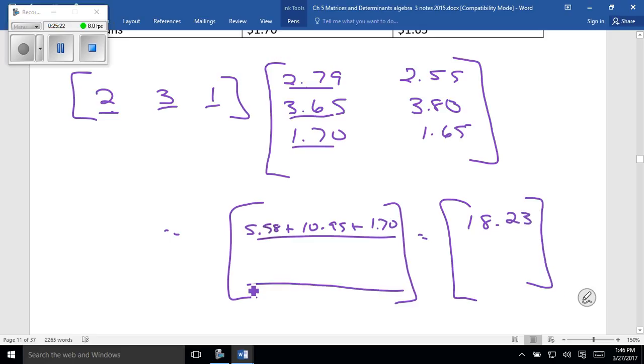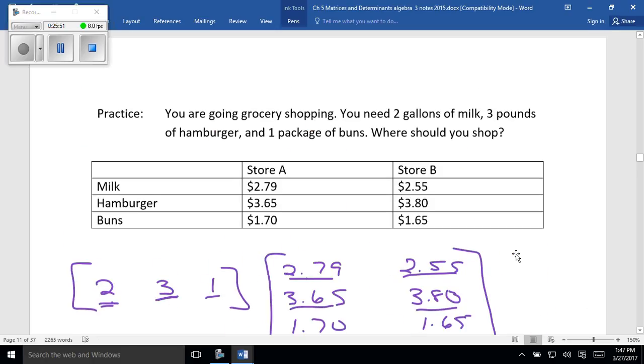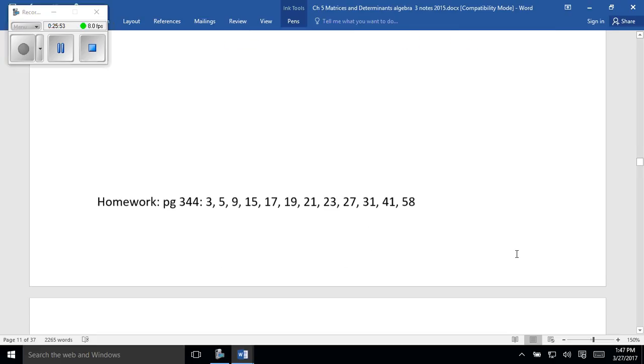Next one, what did we multiply? 2 times 2.55, and we got 5.10, right? Plus 3 times 3.80, plus 1 times $1.65, and what's our answer? So where should you shop? Doesn't really matter. They're awfully close. Store B. I think that's it.